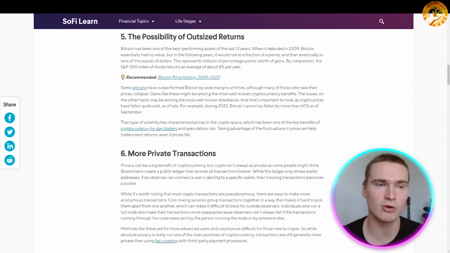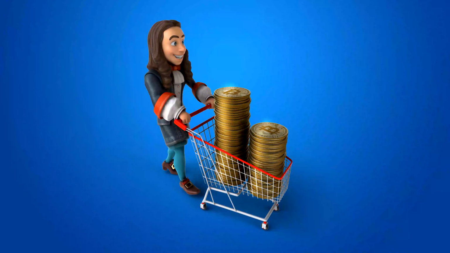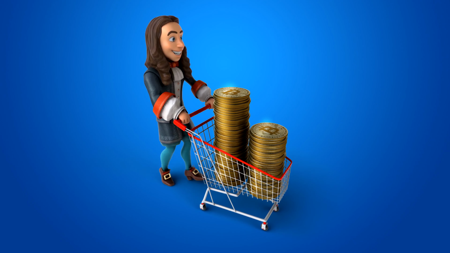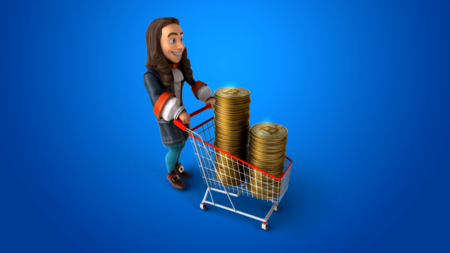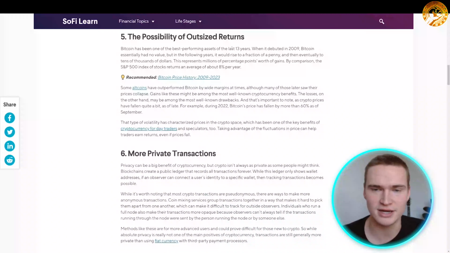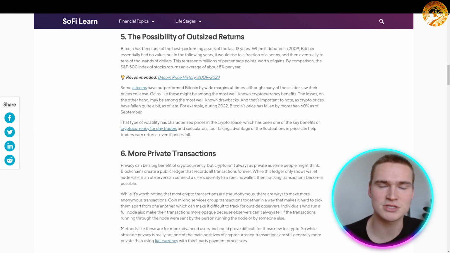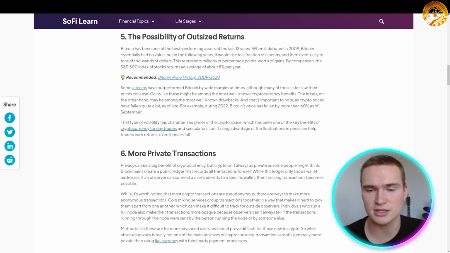Now, lastly, and we already touched upon this just a couple of minutes ago, crypto, let's be honest about it, has the possibility of outsized returns. Bitcoin has been one of the best performing assets of the last 13 years. When it debuted in 2009, Bitcoin essentially had no value, but in the following years it would rise to a fraction of a penny, then eventually to tens of thousands of dollars, as you all know. This represents millions of percentage points worth of gains. By comparison, the S&P 500 has averaged 8% per year.